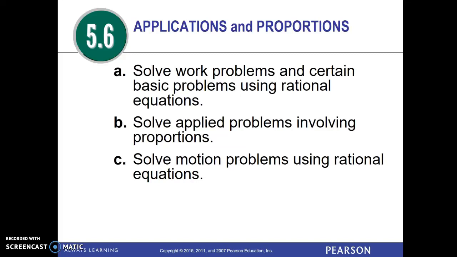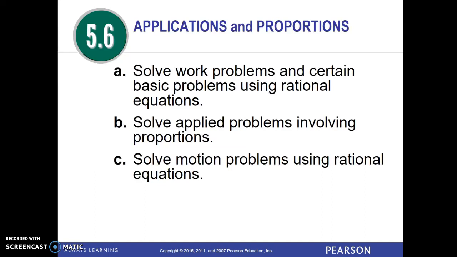5.6, we're going to do some more applications, and they're going to be a little challenging, and we're going to do a bunch of them. The only way we're going to get good at this is if we do a lot of problems. So don't get frustrated. Let's work them through, and then we're going to see how we do.